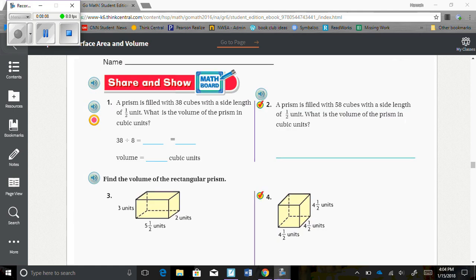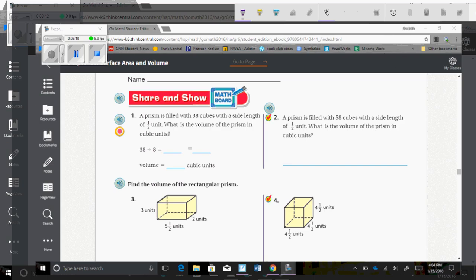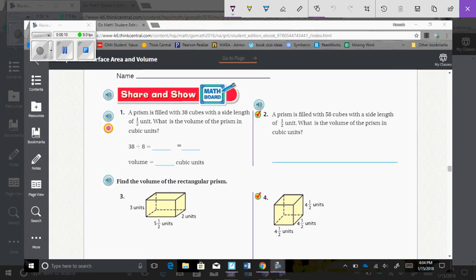Okay, I'm going to go ahead and go through number 1 on share and show, and then you will do the rest when you're out. So a prism is filled with 38 cubes with a side length of 1/2 unit. What is the volume of the prism in cubic units? So it already tells us how many cubes it's filled with. Okay, so we have that 38 cubes, and we're going to divide those by 8, because we know that there are 8 of those half unit cubes in 1 unit cube.